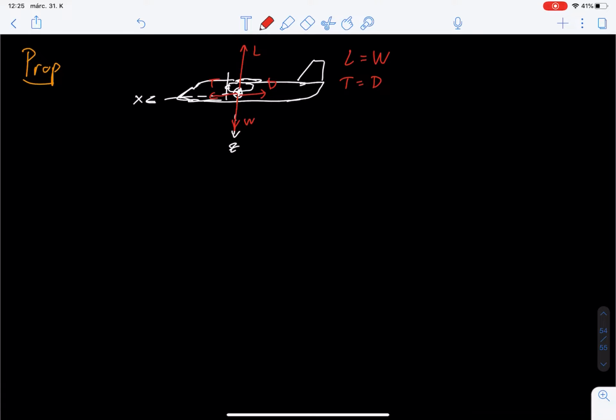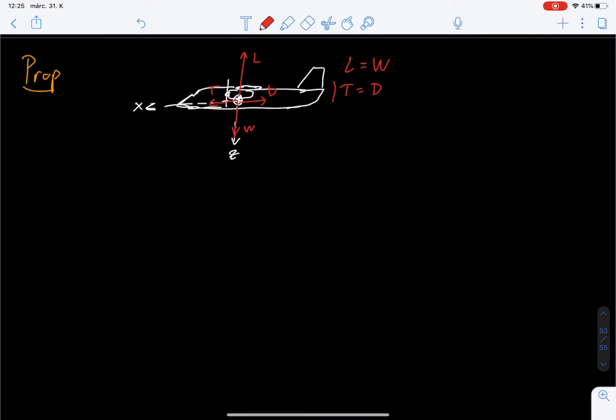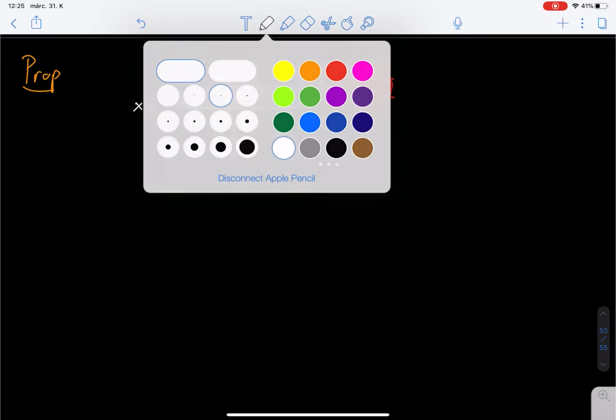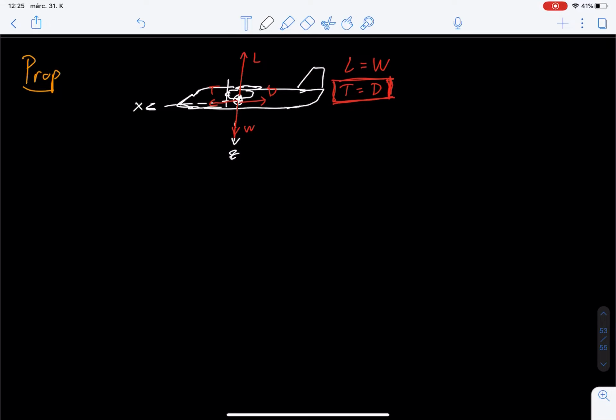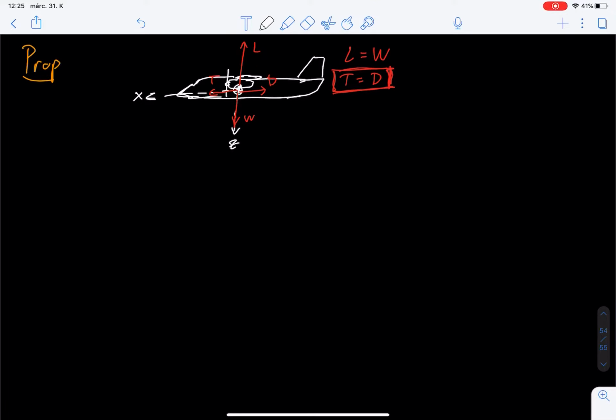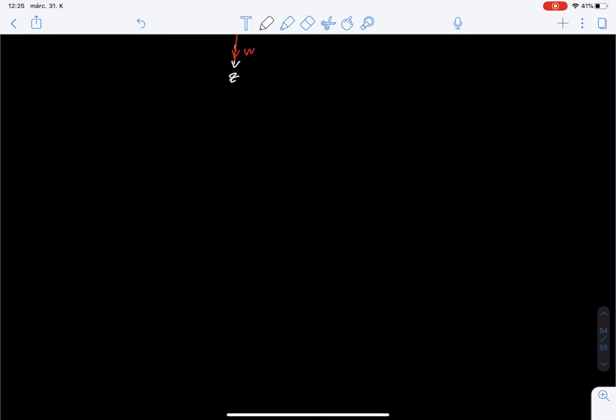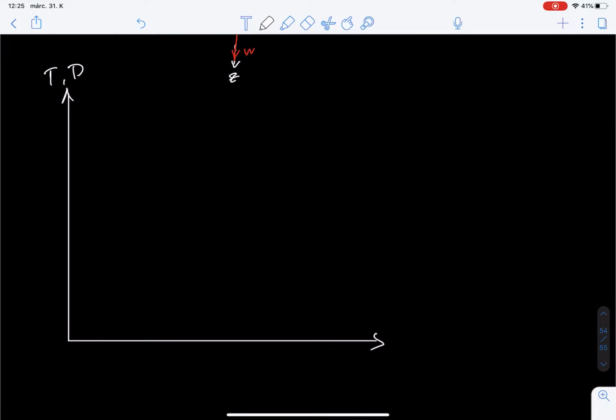Okay, so for the propeller-driven one, we need to examine again the thrust equals drag equation, where that occurs, and that's going to indicate our maximum straight and level speed. And we're also going to look at the effect of altitude on that maximum straight and level speed. So let's plot the thrust and the drag curves of the propeller-driven aircraft, just like we did with the jet. So again, let's talk calibrated airspeed.